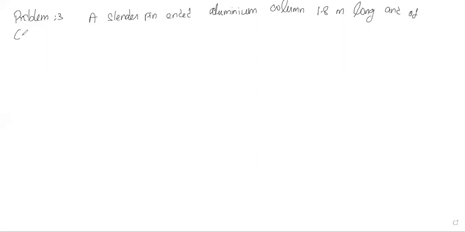A slender pin-ended aluminum column, 1.8 meter long and of circular cross section, is to have an outside diameter of 50 mm.